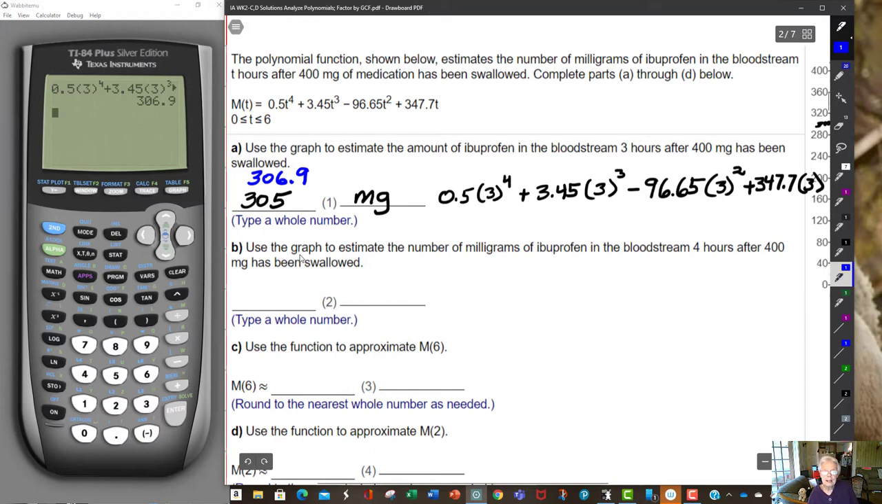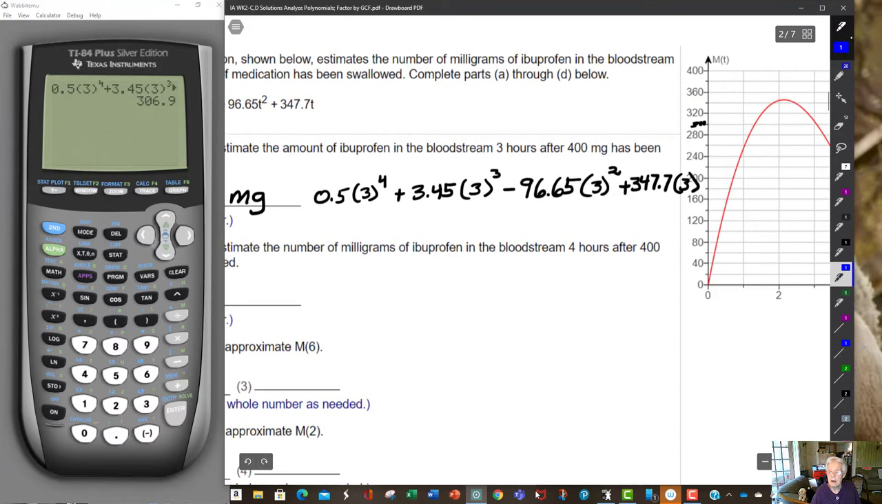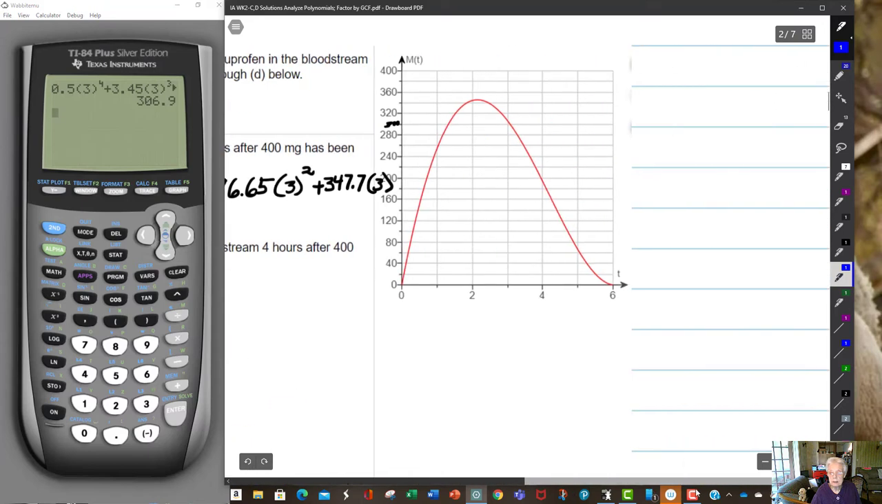Okay. Now it says use the graph. It doesn't tell us to calculate, to evaluate rather. Use the graph to estimate the number of milligrams of ibuprofen in the bloodstream 4 hours after 400 milligrams have been swallowed. How many hours? 4 hours. Here's four. I go up to the graph, which is not quite at the 200 line. I'm going to make a guess that this is 195. That's my guess.